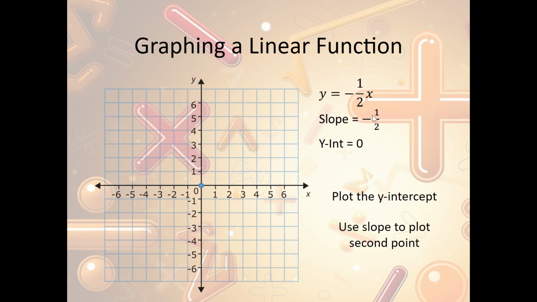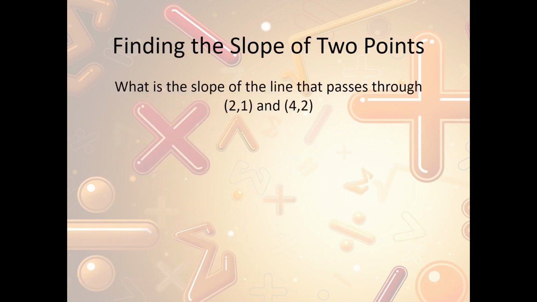So my change in y is negative 1. So I go down 1. And my change in x is 2, so I'm going to go to the right, 1, 2, and plot my point. So now I have my first 2 points. The next step is just to connect the dots and draw a line between them. So I'm going to connect the dots. And now I have a linear function that is graphed that goes through 0 and has a slope of negative 1/2.